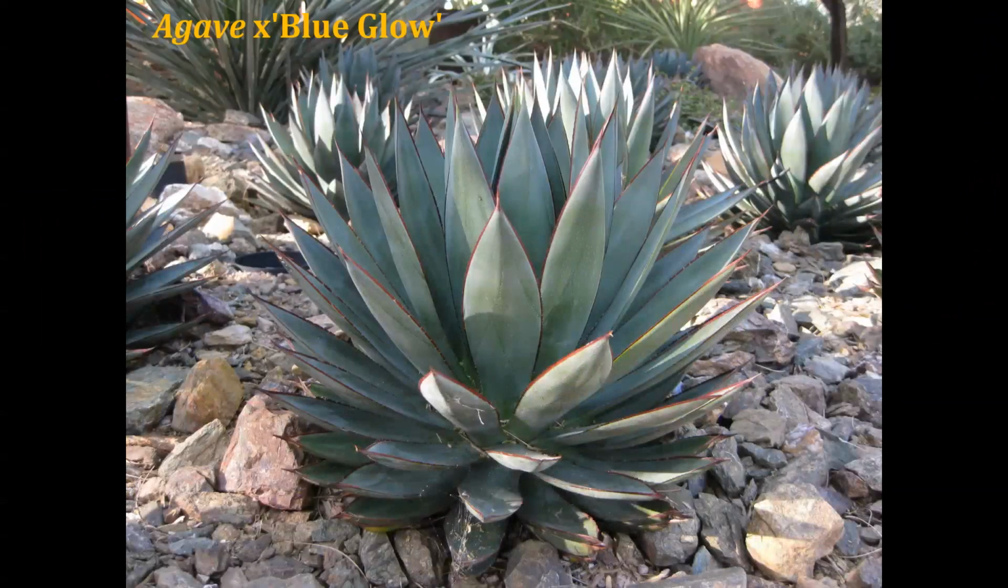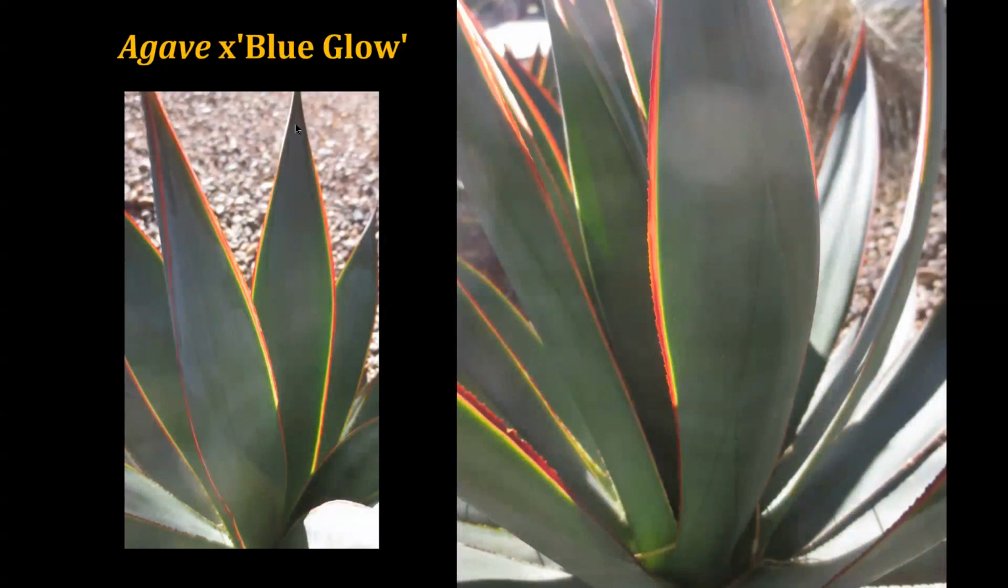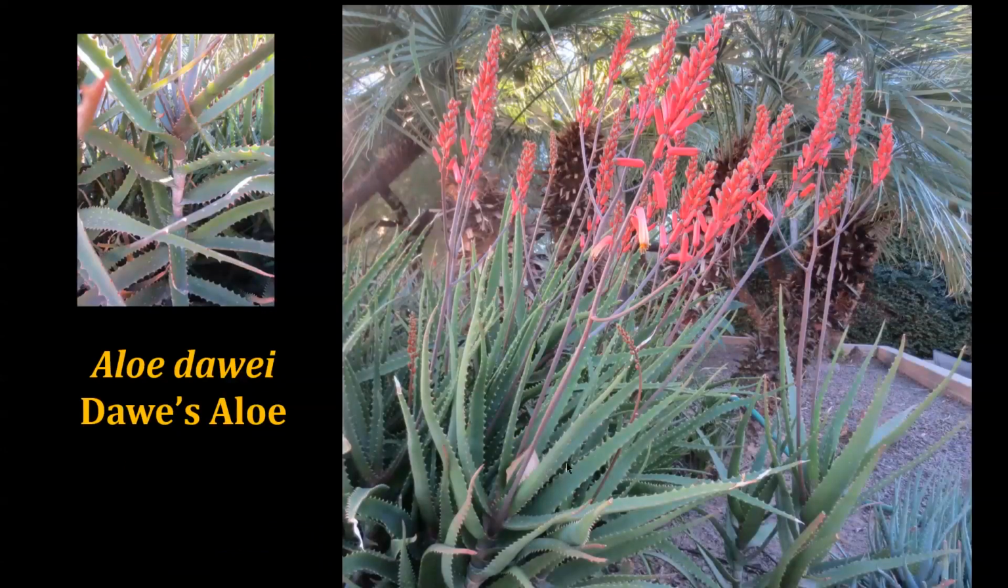Here is a hybrid called Blue Glow. And you can see the leaves have kind of a bluish green color. Why glow? That part of the name comes from when they are backlit. It looks like they've got lights, yellow and red lights on the margins of these leaves. So with agaves like this, to make them super special, locate them where you can admire that feature when the sun is low.